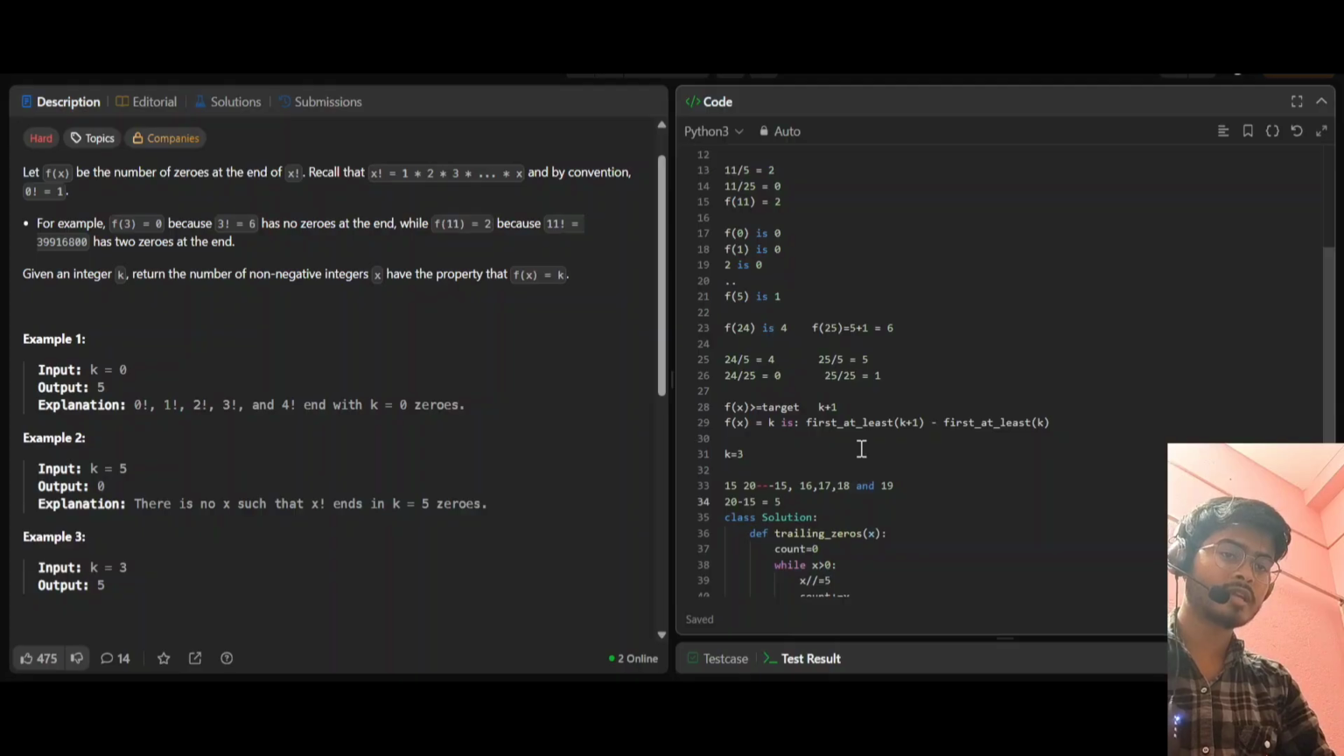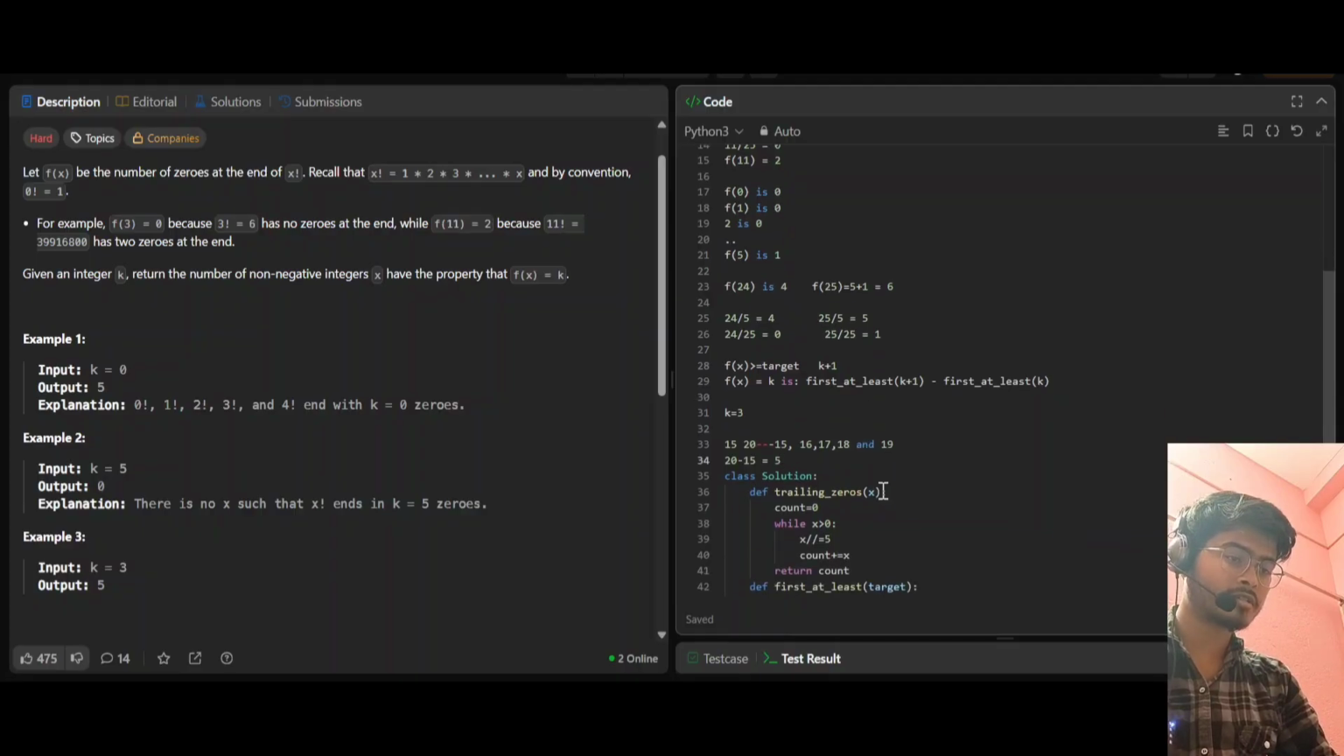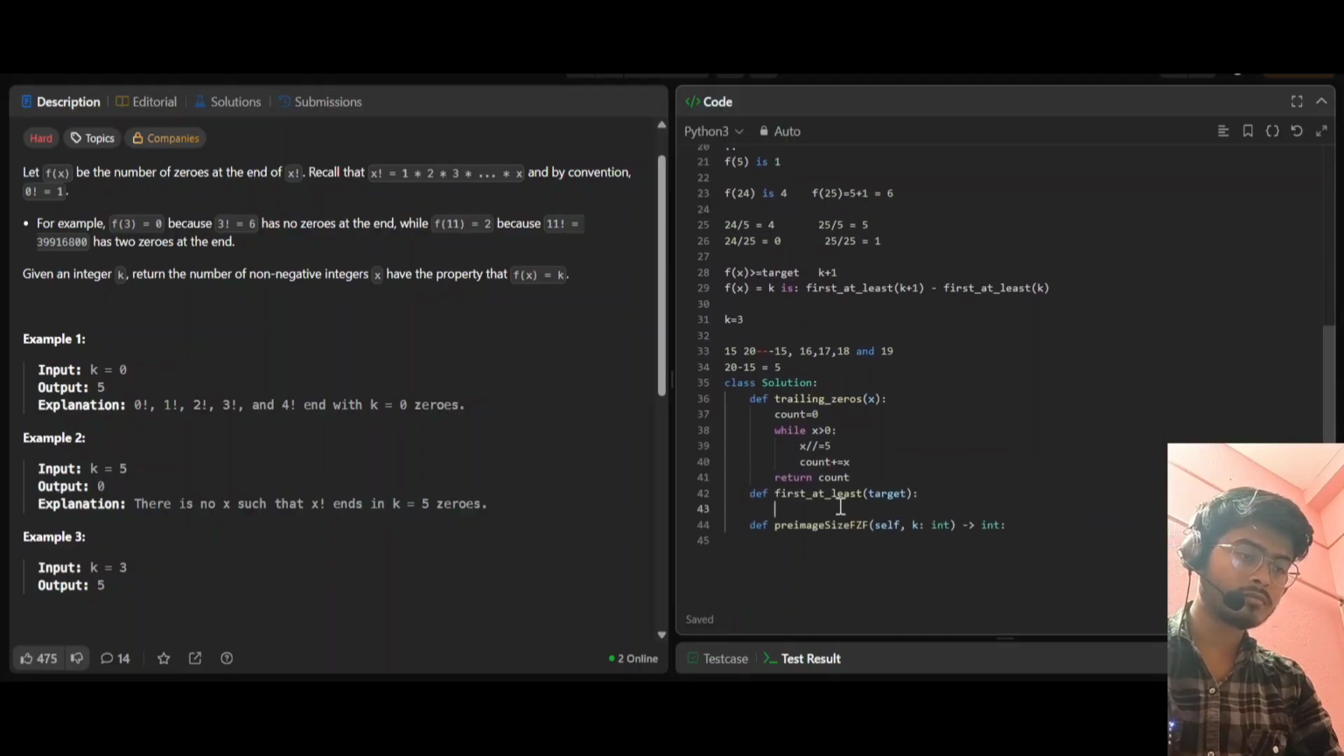Now let's write the function firstAtLeast. We will initialize a variable left to 0. For the upper boundary we use 5 times target plus 5, that is right.